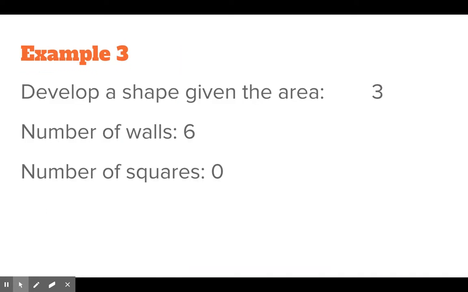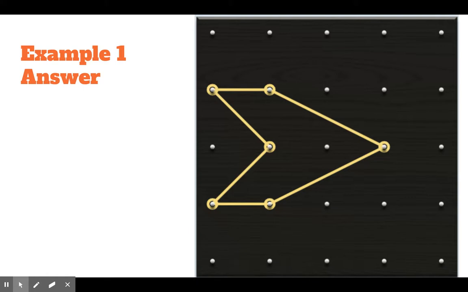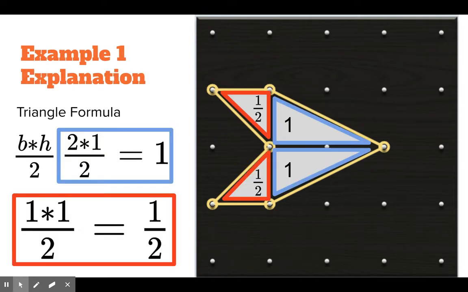Example 3. Develop a shape given the area 3. Again, we're using that same area, but I'm just showing you that there are different possibilities for this same area. The number of walls that we're going to use here is 6 walls, just like we did in the first one, except the number of squares is actually 0, so we're not allowed to make squares here. So immediately my mind went to thinking about triangles and how I could develop something with triangles without using squares. This is the shape that I came up with. As you can see, you can't really make a square inside those pegs at all. So as long as it is an area of 4, we're good. Or I'm sorry, an area of 3.